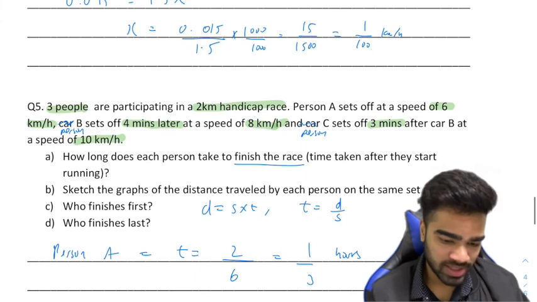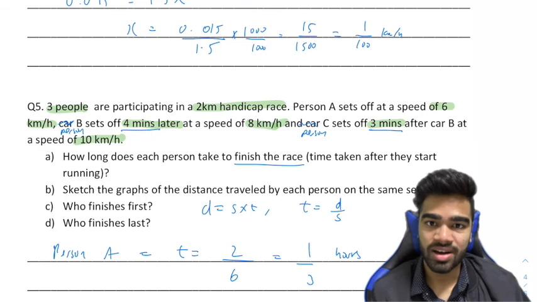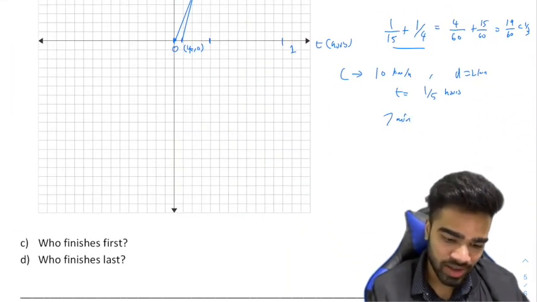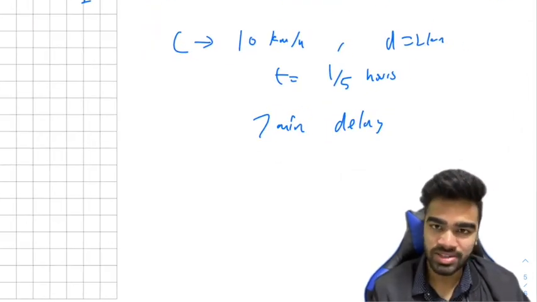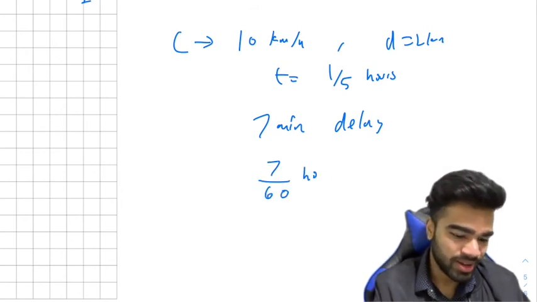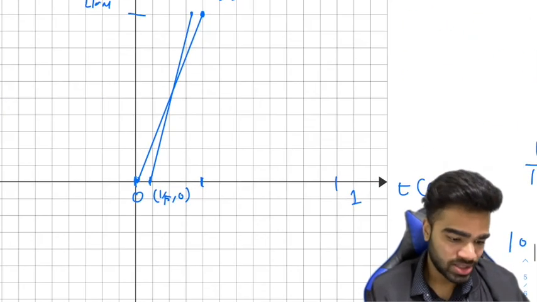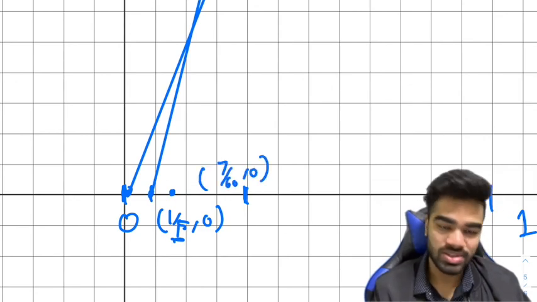How long is he delayed? Well, he sets off 3 minutes after car B, which sets off 4 minutes after car A, right? So the total time that he's delayed from the very start of the race is a 7-minute delay. In other words, let's convert that to hours by dividing. So it's 7 over 60 hours. It's a bit of a bad number, but 7 over 60 hour delay. Pretty much 7 over 60 is still going to be more than 1 over 15, because remember, this is 4 minutes. 7 minutes is roughly here somewhere, right? So this would be 7 over 60 and 0. So that's where he starts.